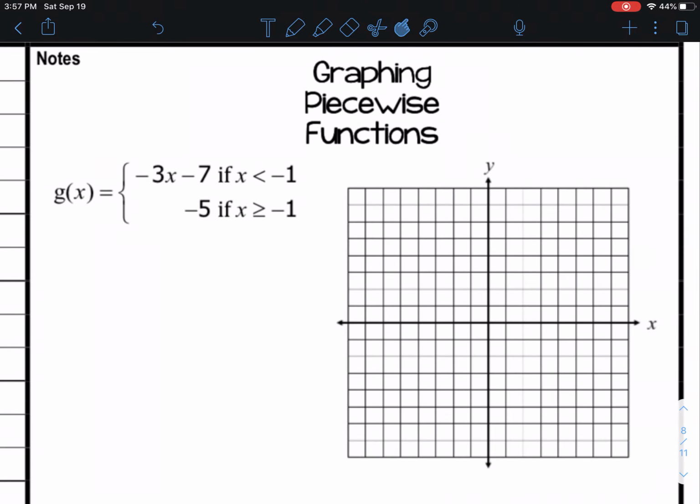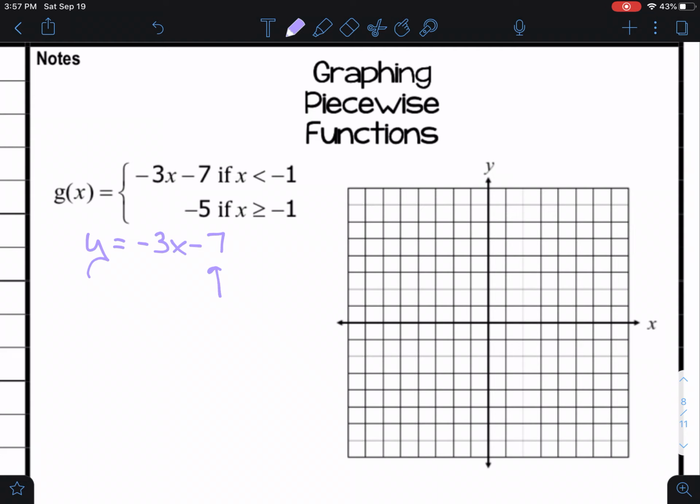And this is g of x function, which says negative 3x minus 7 if x is less than negative 1, and negative 5 if x is greater than negative 1. All right, so I'm going to start with that top. I know that is y equals negative 3x minus 7. And so that means my y-intercept is negative 7.